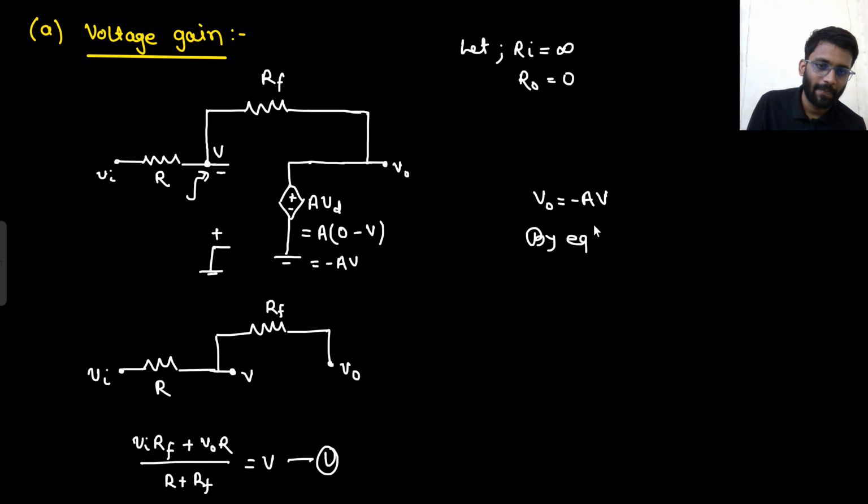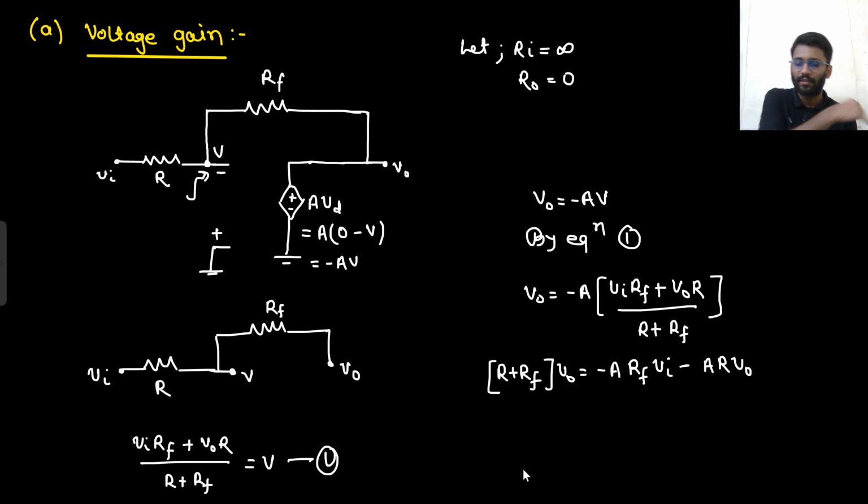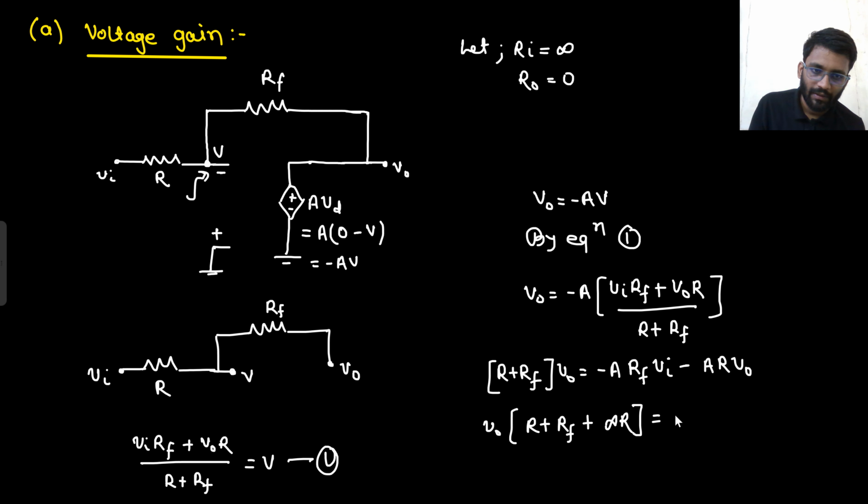So by equation 1, V naught is minus A into V in into RF plus V naught into R divided by R plus RF. So this R plus RF into V naught is going here, minus A into RF V in is going here, minus A into R V naught is going here. This I am getting is R plus RF plus A into R, minus A into RF into V in.